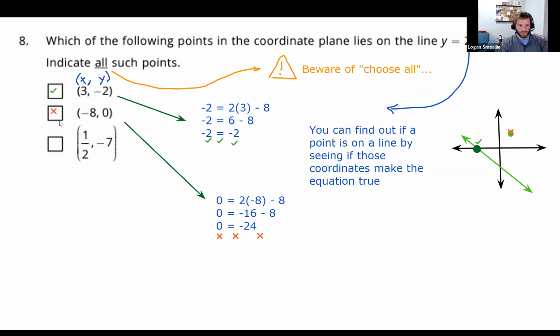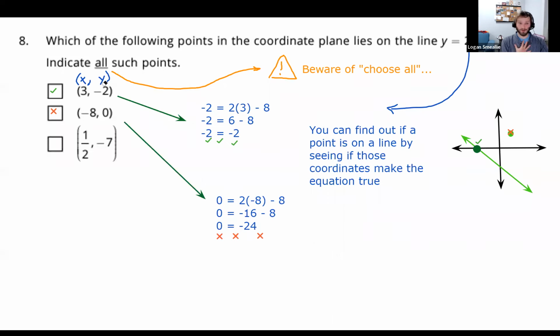Nope. But why did multiple people think B might be it? Because if you swapped them, if we had 0, -8, you can try that one, and that one would be correct, because -8 is our y-intercept. So that tells us that 0 on the x, -8 on the y is going to be on the line. So be careful: x comes first, y comes second.